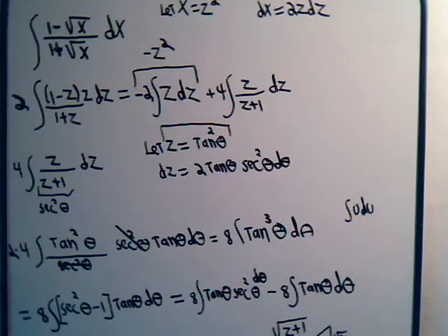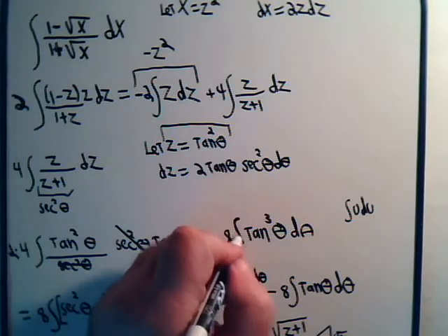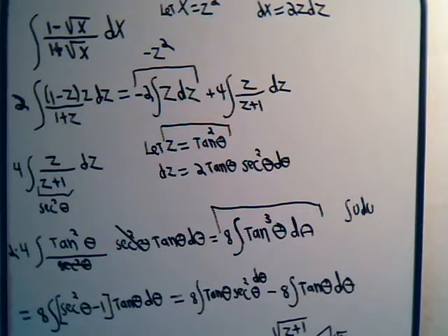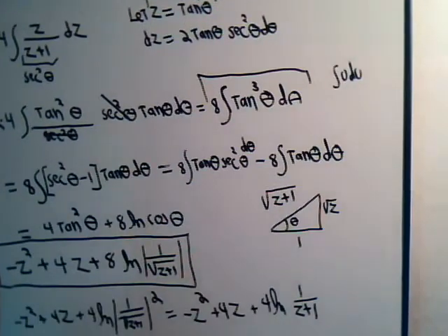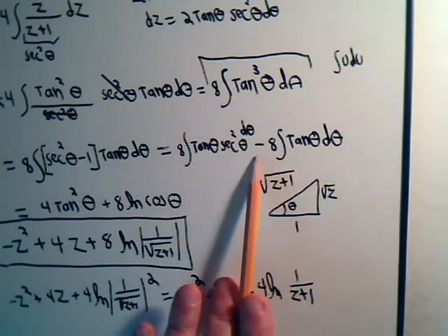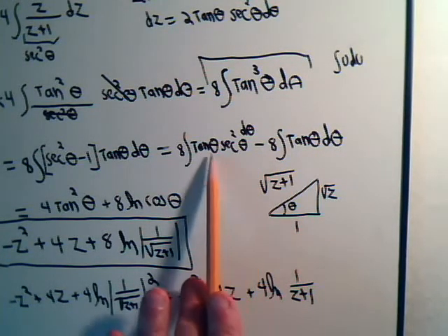What we ended up with is this integral here, 8 times the tangent cubed of theta. So this integral here gave us this, and we could whittle that down into these two integrals, which we could integrate right away.